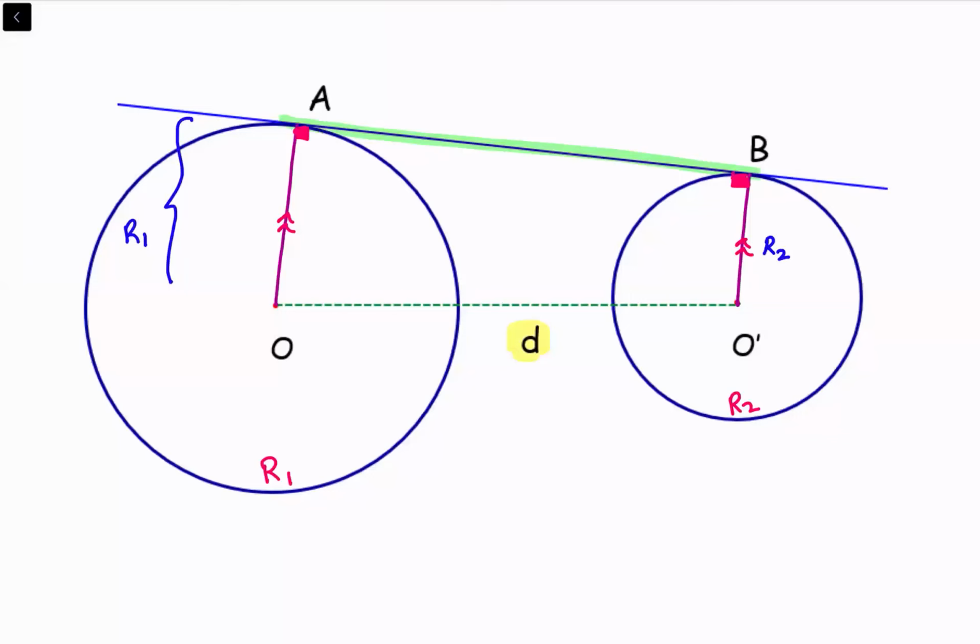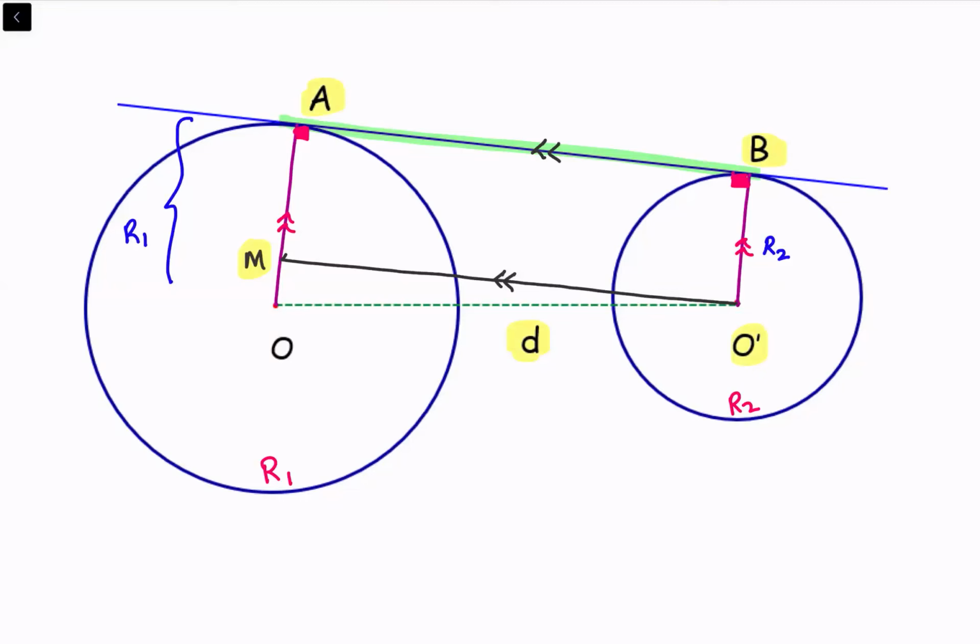We are drawing a construction here from point O dash. I am drawing O dash M, which is parallel to AB. So these two lines are parallel to each other. Let's draw this as parallel, and this is your M. Now this particular figure is A, B, O dash and M.